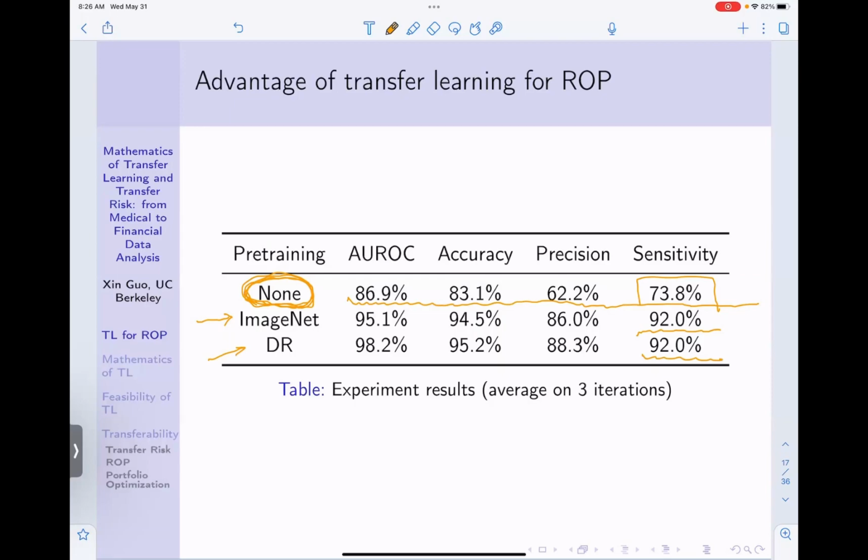Whereas the DR, which is really learned from the retina images, the performance here still dominates the one from this generic image. Okay, so these are the numbers here.